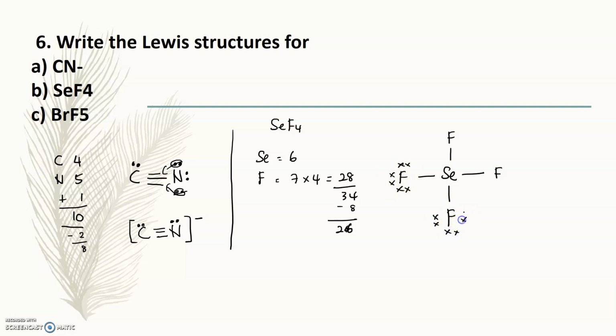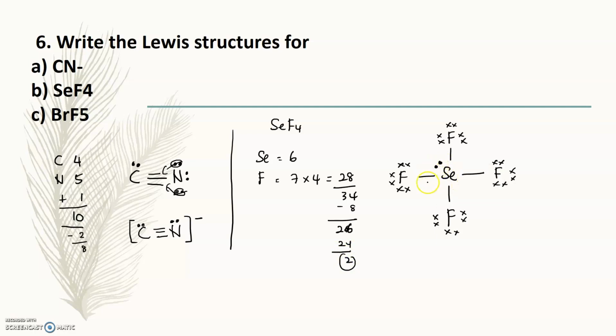So draw all the lone pairs. For a Lewis structure, you must draw the atoms and all the lone pairs. For each fluorine atom, it has 3 lone pairs or 6 non-bonding electrons. So 6 times 4 is 24, right? So there are 2 electrons left, which is a lone pair for selenium.